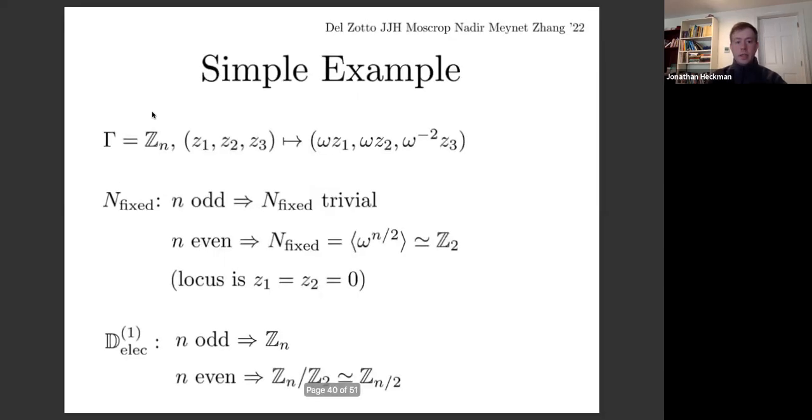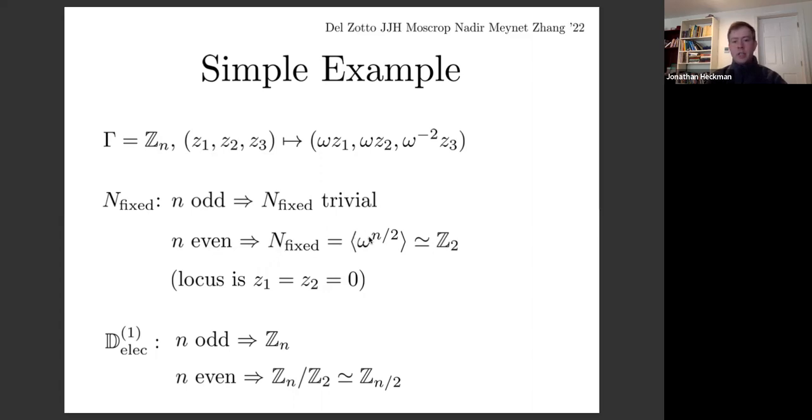Okay. Here's a simple example. We can calculate the group action. So let's take Zn, and here's the group action I want to talk about. So omega is a primitive nth root of unity. You notice the determinant is 1, so it fits inside of SU3. When n is odd, there's no fixed points. And so it's relatively straightforward to get out the defect group. It's just going to be Z mod n. Nothing to worry about. If n is even, then there is a fixed point locus.